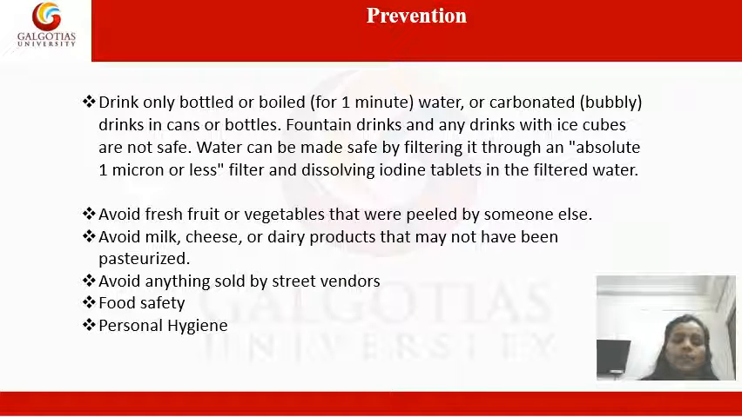Prevention. Drink only bottled or boiled water which is stored in cans or bottles. Fountain drinks or any drinks with ice cubes are not safe. Water can be made safe by filtering through an absolute 1 micron or less filter and dissolving iodine tablets in the filtered water. Avoid fresh fruit or vegetables that were peeled by someone else. Avoid milk, cheese, or dairy products that may not have been pasteurized. Avoid anything sold by street vendors. Food safety and personal hygiene is very important to prevent this disease.